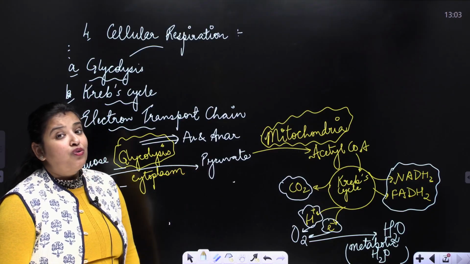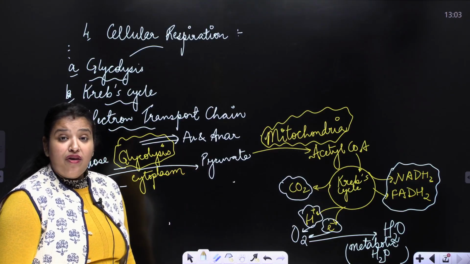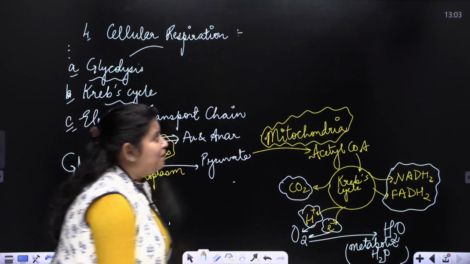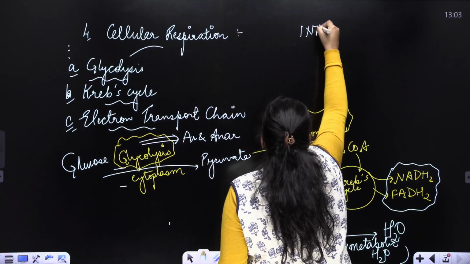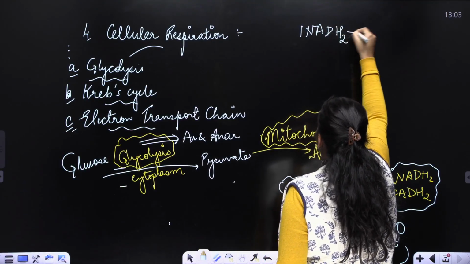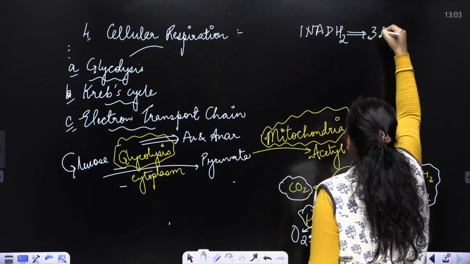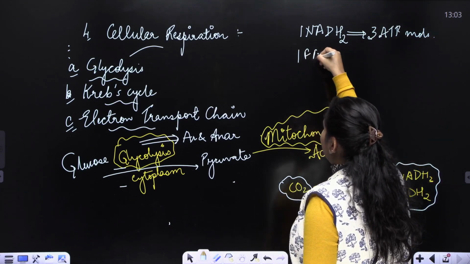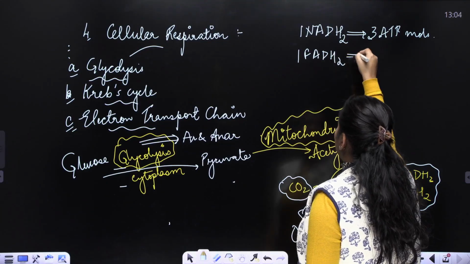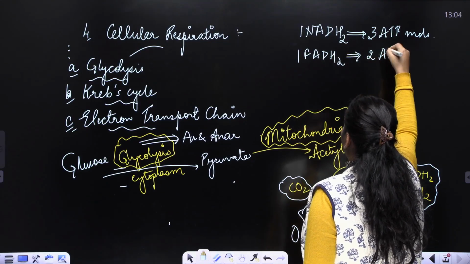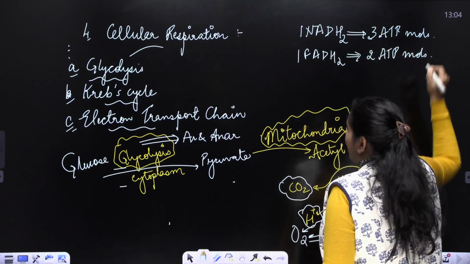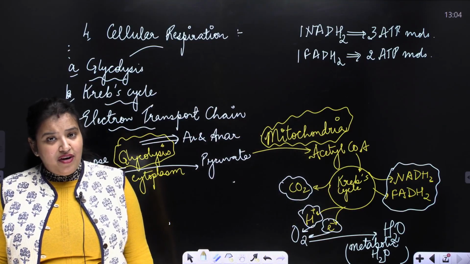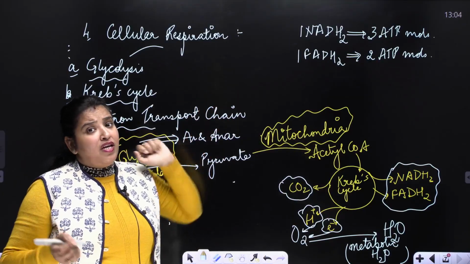Now, these are similar to ATP. Yes, they also give energy just like ATP. Then what is the difference? They could have just made ATP. No, there is a big difference. See, one molecule of NADH2 yields energy which is equivalent to 3 ATP molecules, and one FADH2 molecule yields energy which is equivalent to 2 ATP molecules. So the amount of energy which is generated is very much high, all right, by these electron and proton carriers.